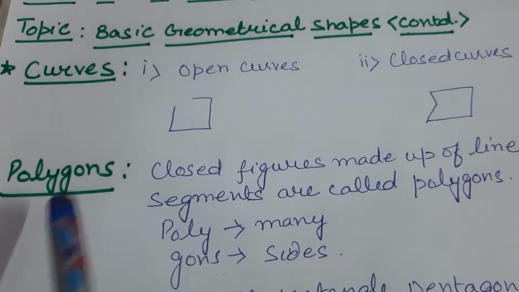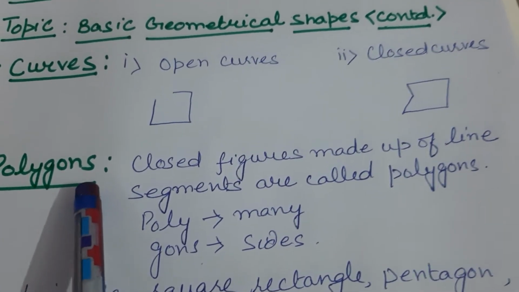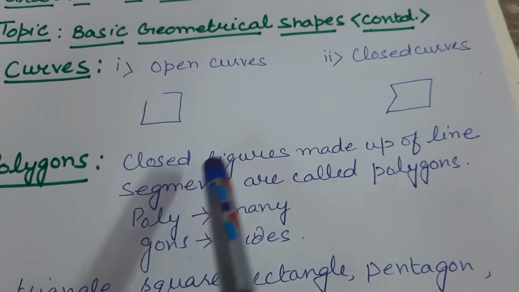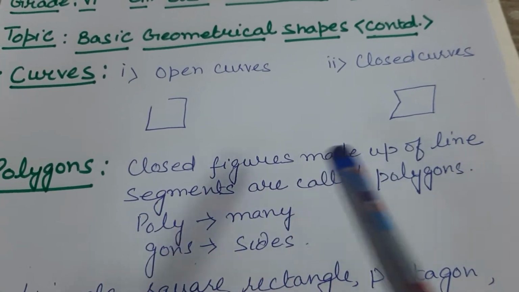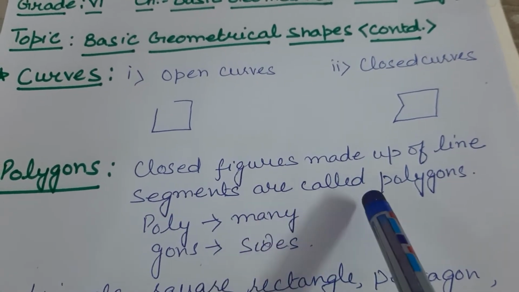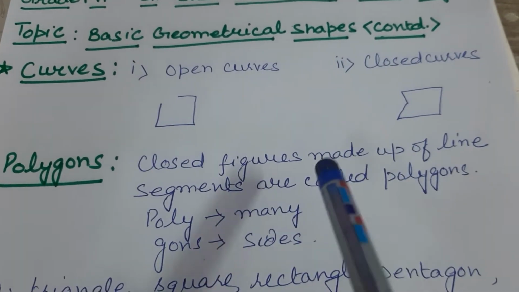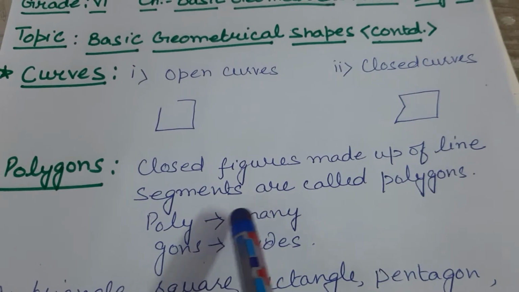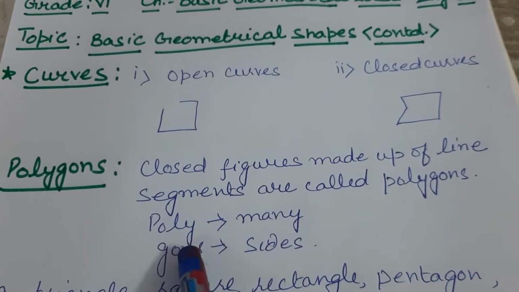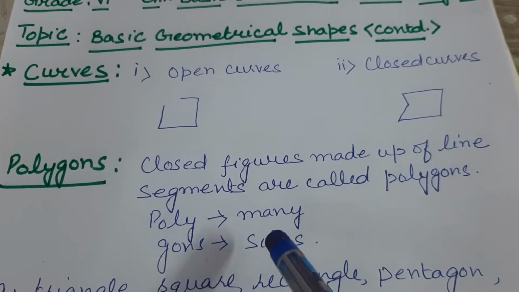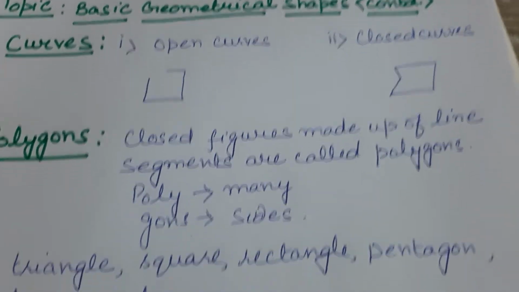Okay, so next is polygons. Closed figures made up of line segments are called polygons. Like its name, what is the meaning of its name? Poly means many, gons means sides. So many sides, figure with many line segments.